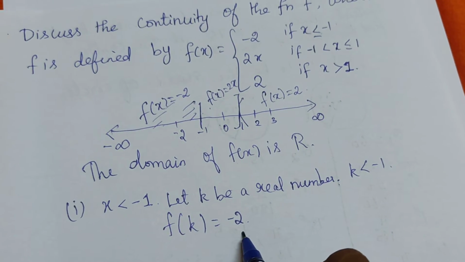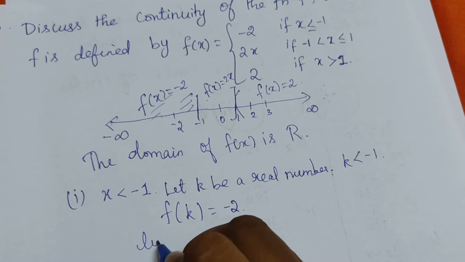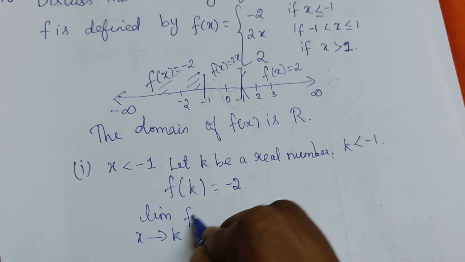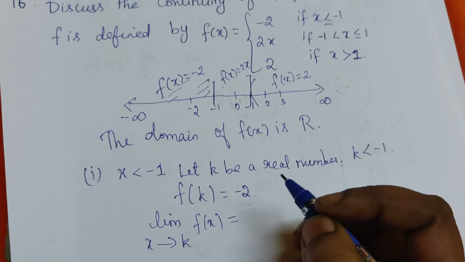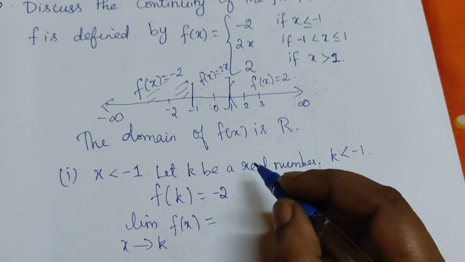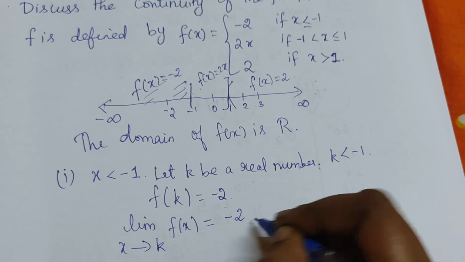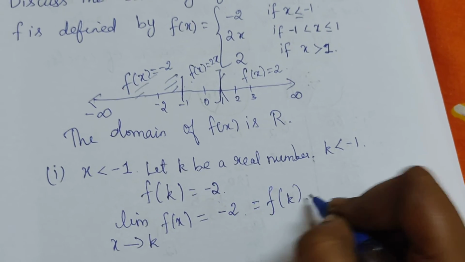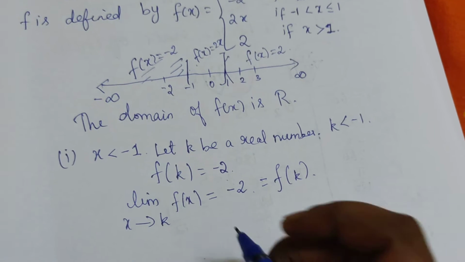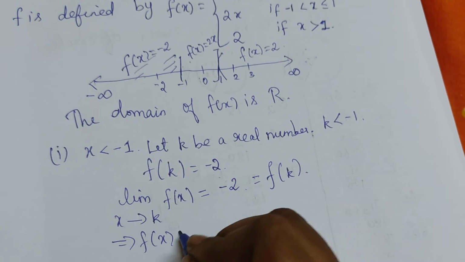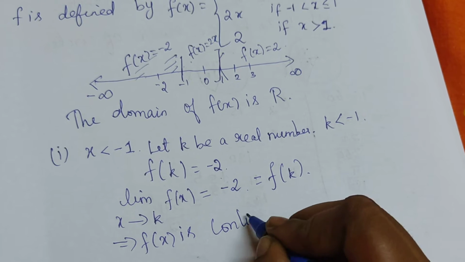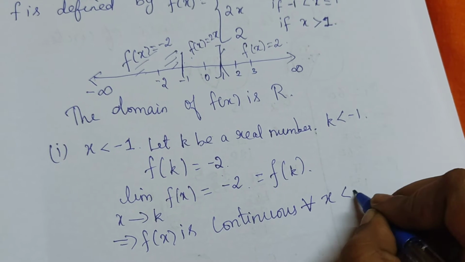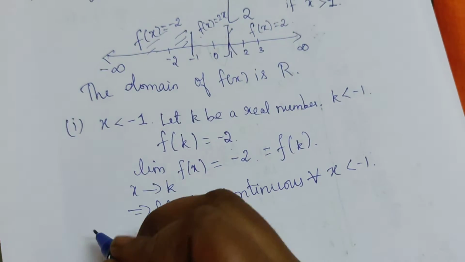So this is the functional value at k. Now we will calculate the limit of the function, limit x tends to k of f of x. Again here the function is minus 2, which is independent of x. So we will get minus 2 only. So here the limit of the function is equal to the functional value, which says f of x is continuous for all x less than minus 1. Okay, now we will consider another case.